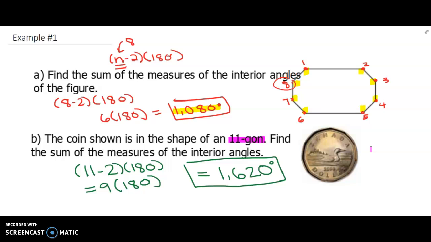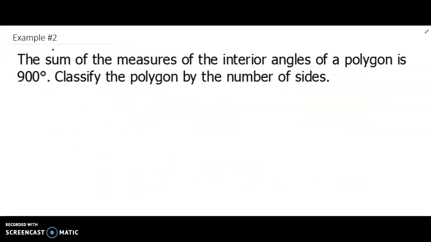All right, we just have an 11 here, which means it has 11 sides or 11 angles. So when we do the n minus 2 times 180, we plug 11 in for our n, and you should get 1620. All right, so let's look at example 2 now. It says the sum of the measures of the interior angles of a polygon is 900 degrees. Classify the polygon by the number of sides. So we're kind of going backwards. Now we know the sum, we just don't know how many sides we have.